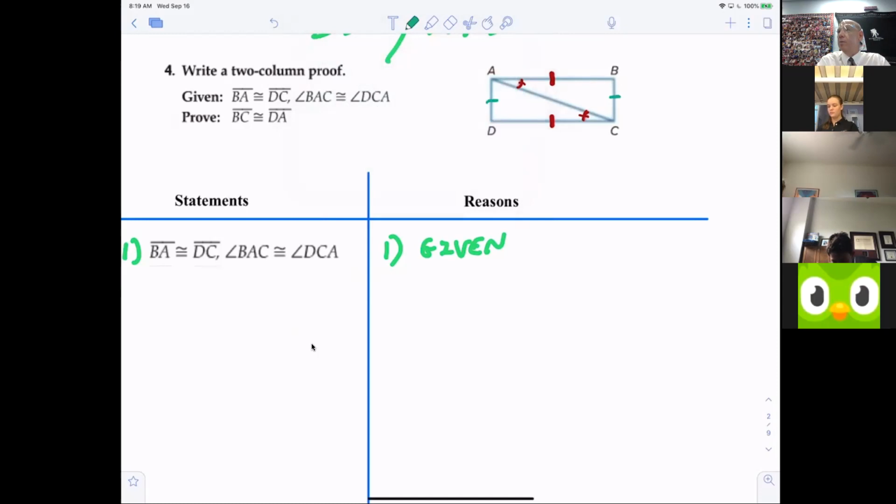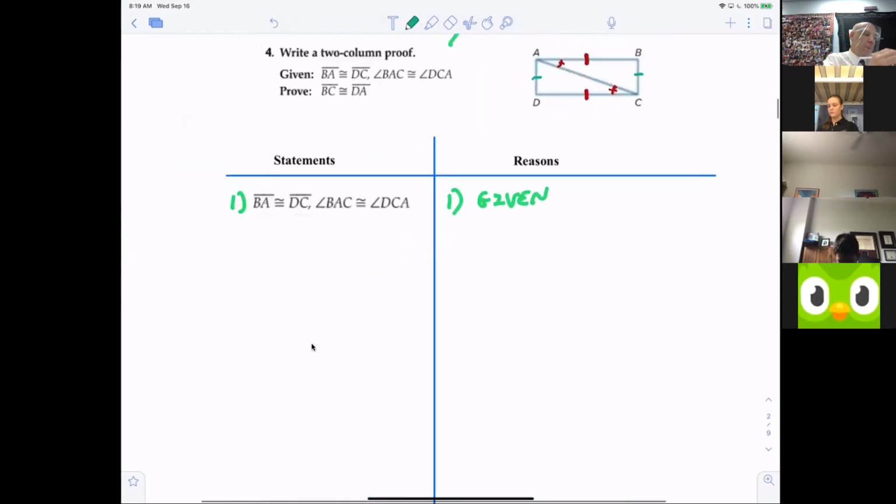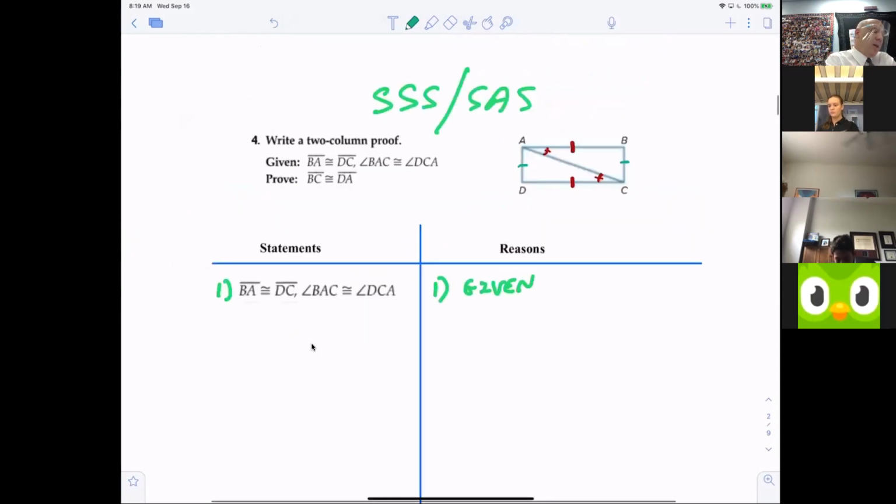Very simple to do. Yes, sir. So could you start by saying AB is parallel to DC? Yeah, we could definitely say that, but I'm not sure how the parallel is going to help me. We're trying to prove using side, side, side, or side, angle, side. Now, you're supposed to be able to see two triangles there, right?